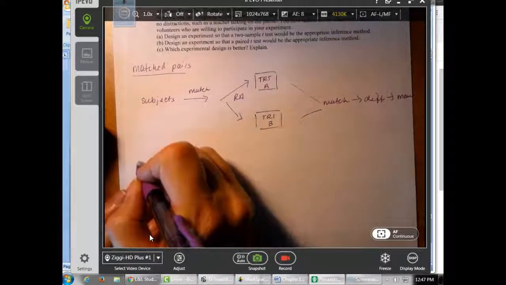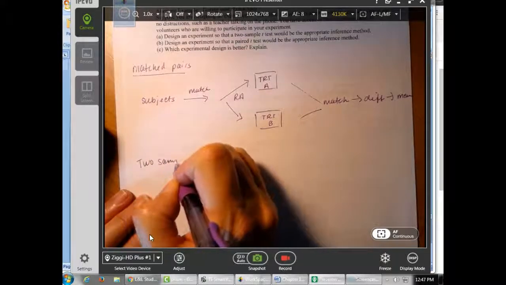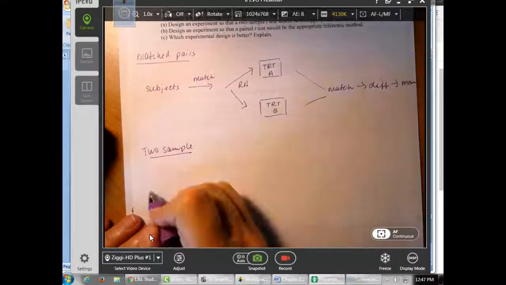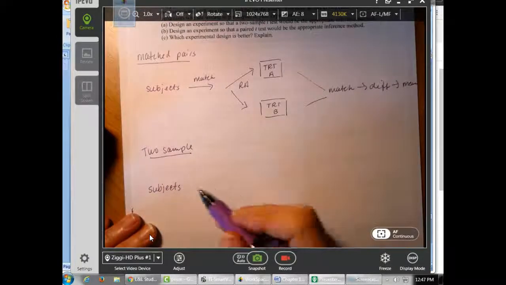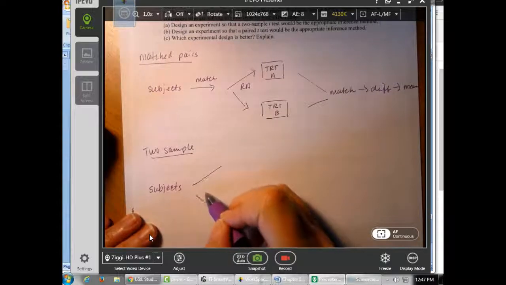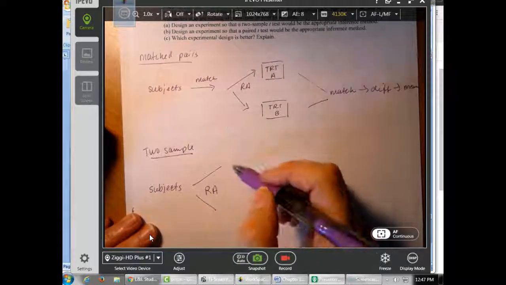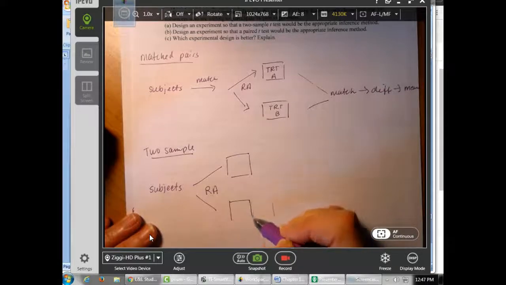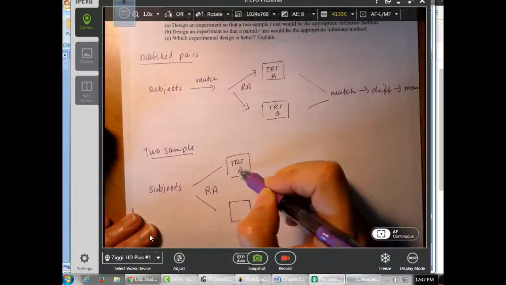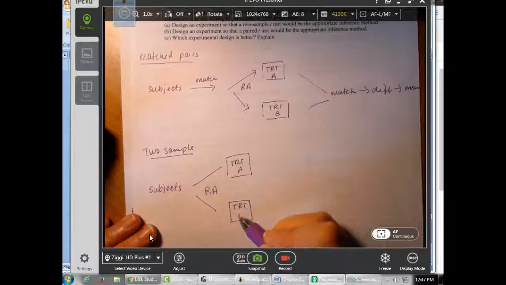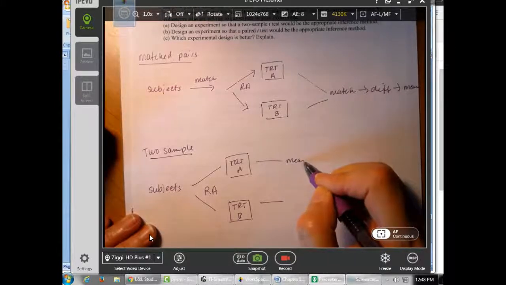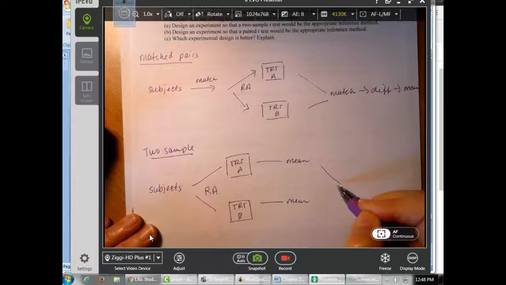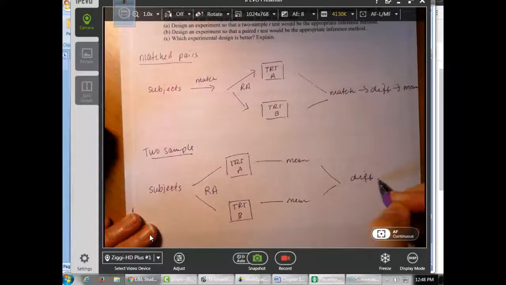Now let's talk about the two sample. The subjects are not going to be matched before they go. They're going to go straight into the treatment groups with some sort of random assignment. You must say what that is. Again, you must say what your treatments are. I'm kind of repeating the same thing here. But here, do I need to do any matching back together? No. I would just get the mean here, the mean here, and then find the difference here.